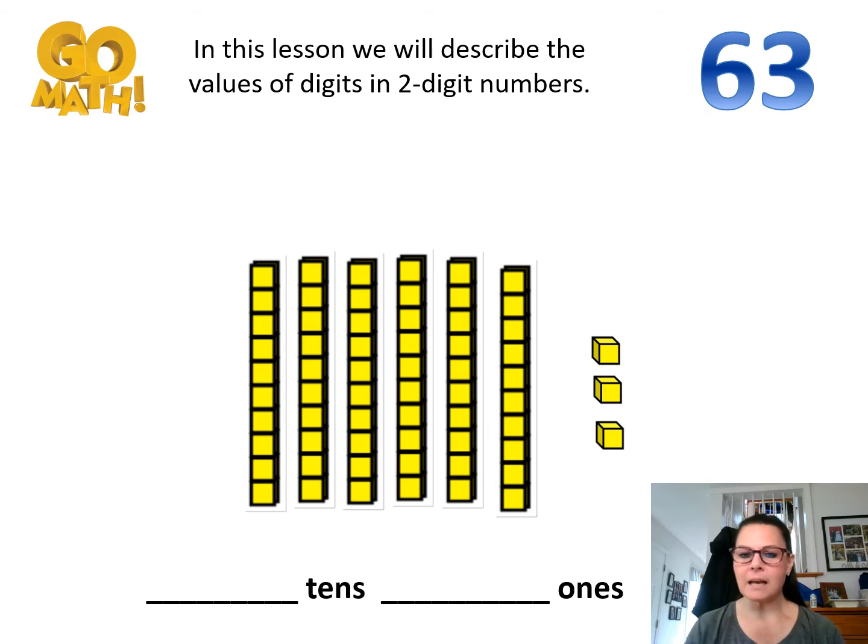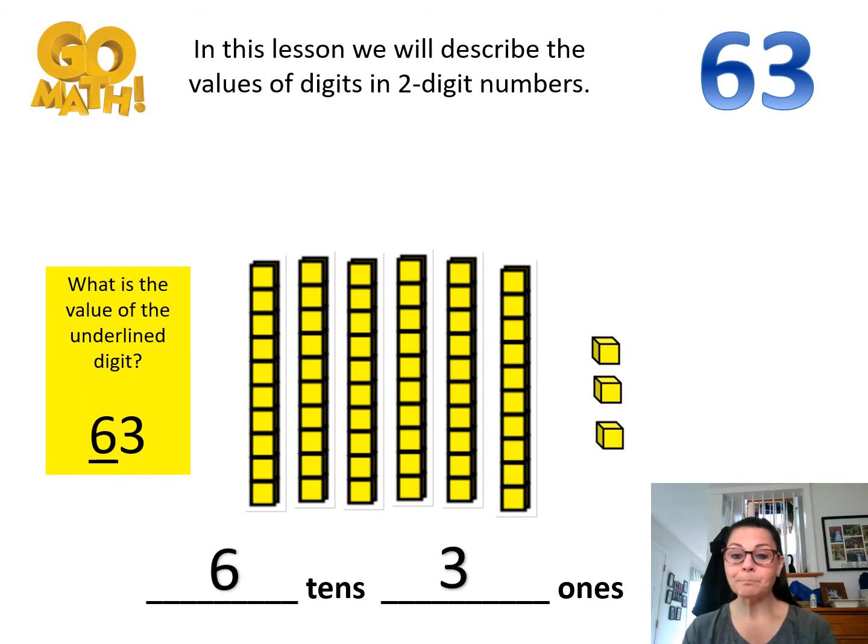How many tens did I put up there? Do you remember? 6. 6 tens. And how many ones? That's the units, the little ones by themselves. 3. That's right. 63 is represented with 6 tens and 3 ones. Or you could say 6 longs and 3 units.